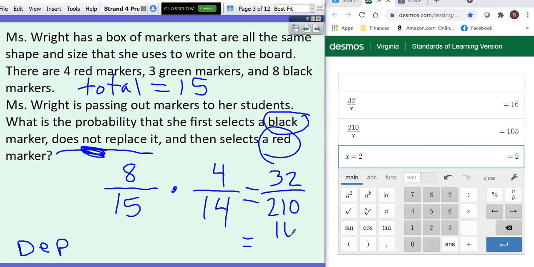Alrighty, so that is 16 over 105. The reason I go down by ones is just to make sure that I have it in simplest form. Alrighty. Let's see if we've got another one.